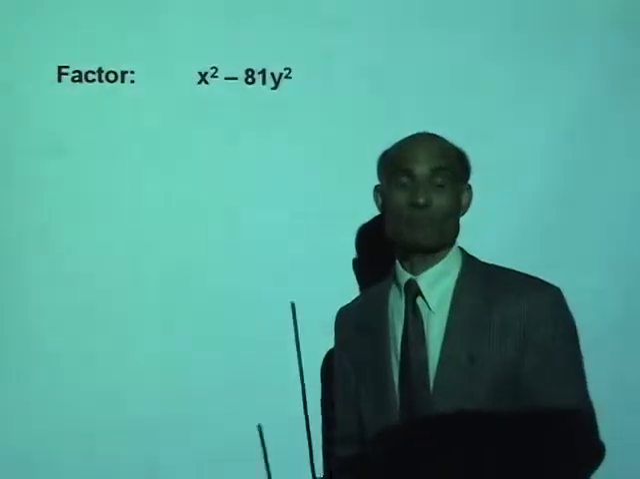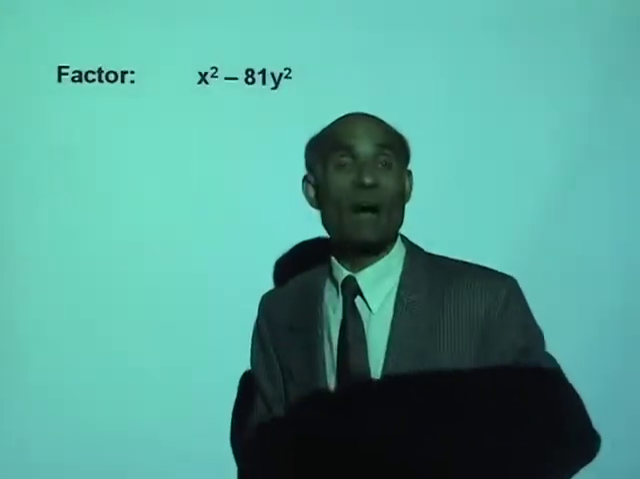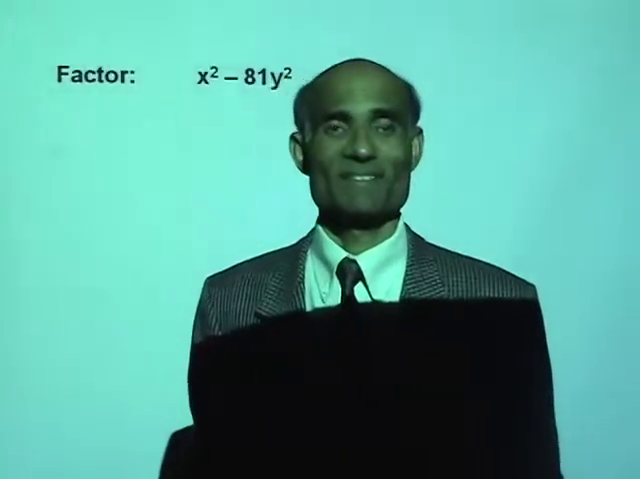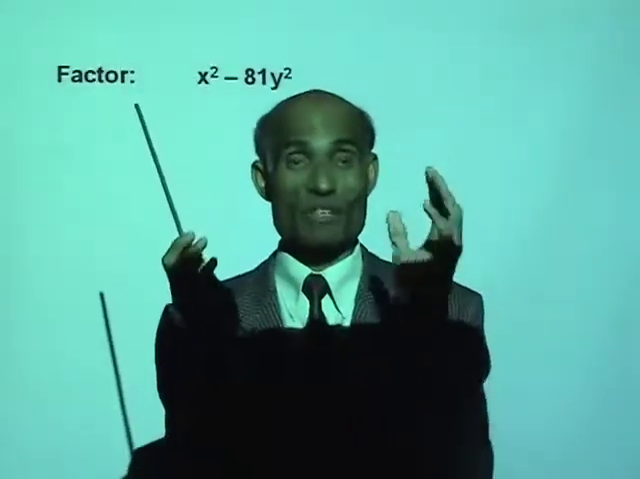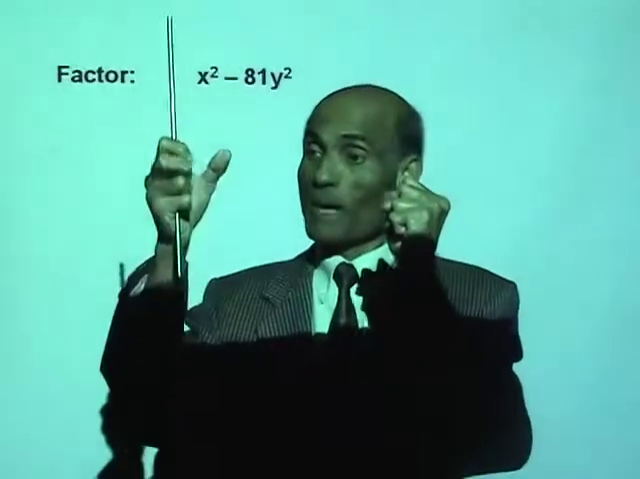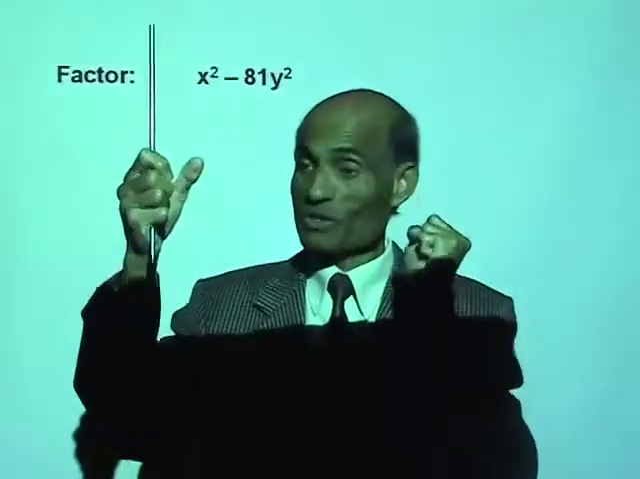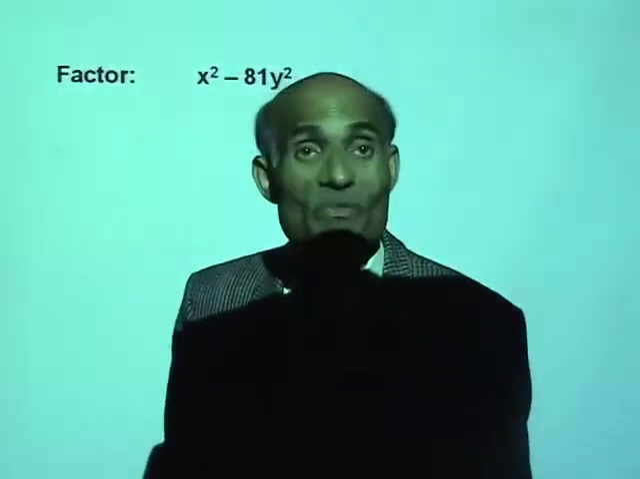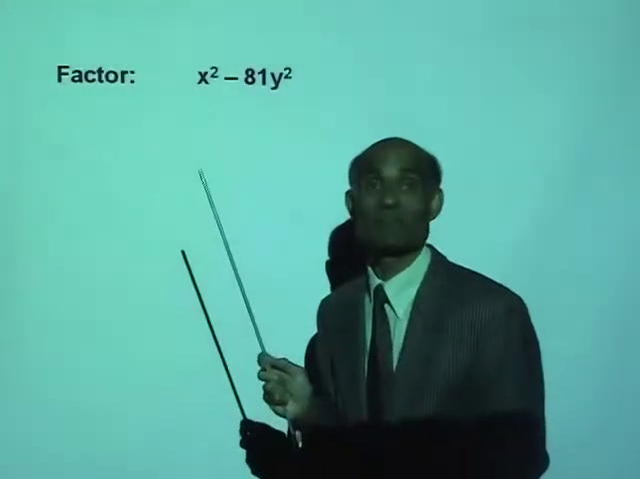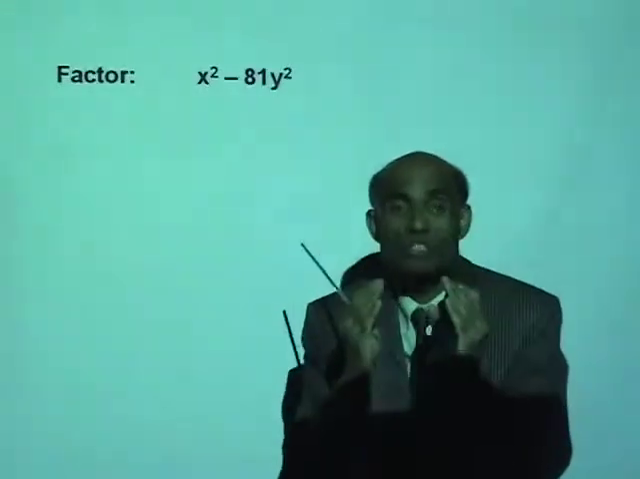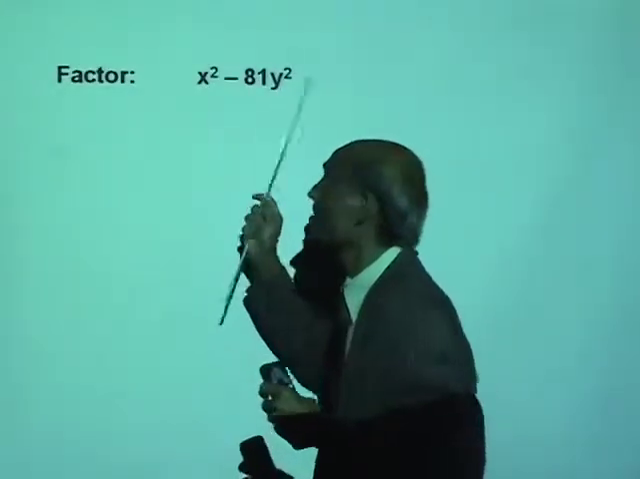Okay, another one. Factor x squared minus 81y squared. The task is to write it as the difference of two squares: the square of one quantity minus the square of the other quantity. Well, the first quantity squared is easy. Tell me, what quantity raised to the power of 2 will give you 81y squared?